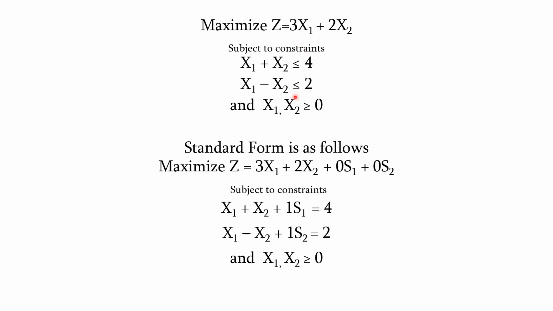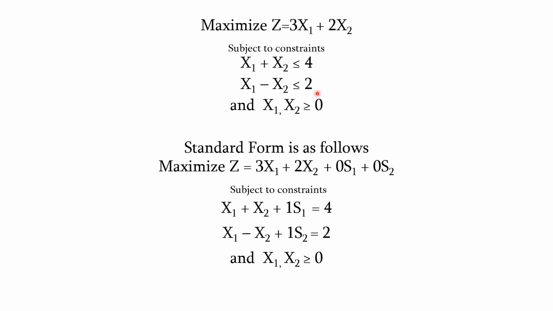These two constraints have inequalities, so these inequalities should be converted into equalities. When we convert the inequality to equality, we obtain the standard form of the problem. There are two constraints, both less than or equal to. If the constraint is less than or equal to, we have to add a slack variable. If the constraint is greater than or equal to, we have to subtract a surplus variable. Since the constraints are less than or equal to, let us add a slack variable for both constraints.